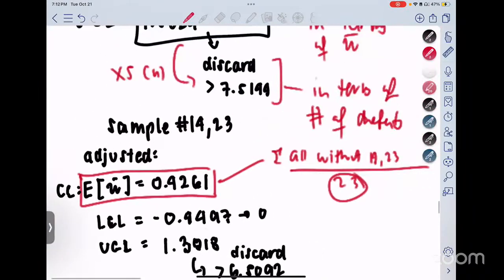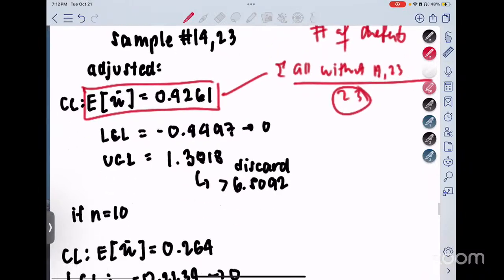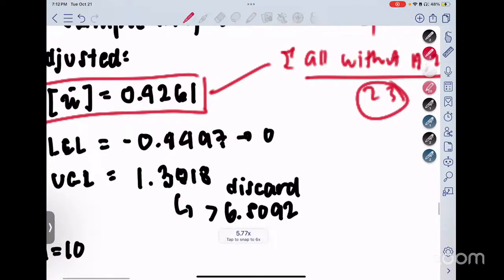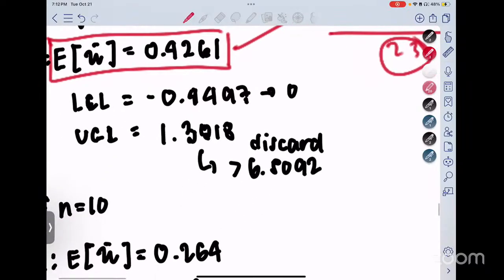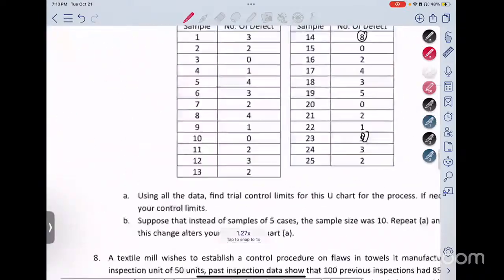Replugging this into your equation, you will get a different LCL and UCL. So this is your lower control limit, this is your upper control limit. Again, we have to convert this by multiplying by 5. So we have to check again. Kung may lalagpas ng 6.5092, we have to discard it and essentially repeat the whole process.